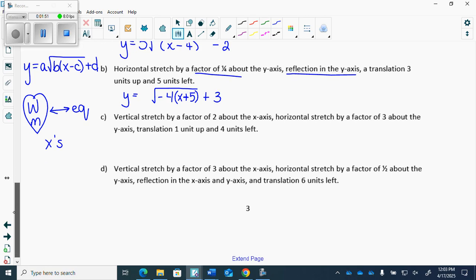Okay. Vertical stretch by a factor of 2 about the x-axis. So we're going to get a 2. Horizontal stretch by a factor of 3 about the y-axis. So we're going to get a third. Vertical translation 1 up. Horizontal translation 4 units left.